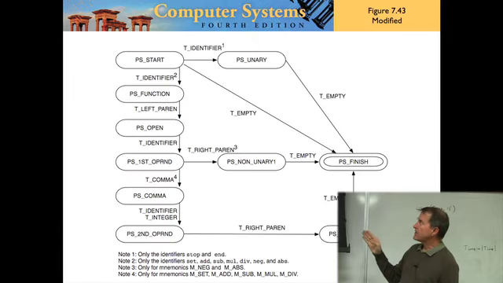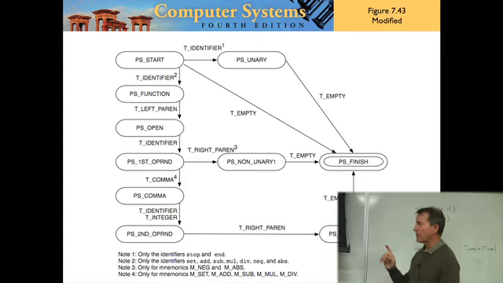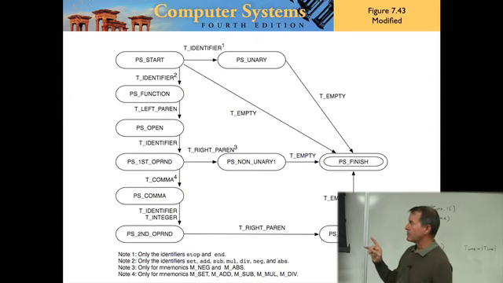Now, this figure, 7.43, is modified from what's in the book, so go by this. Here I want to point out some very crucial features. The first crucial feature to understand is that there is one state called PS finish.